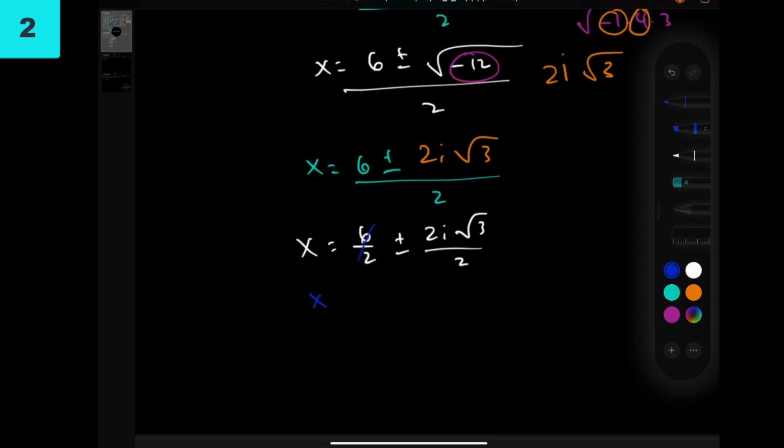This will become 3. That'll become radical 3. And this is our answer.